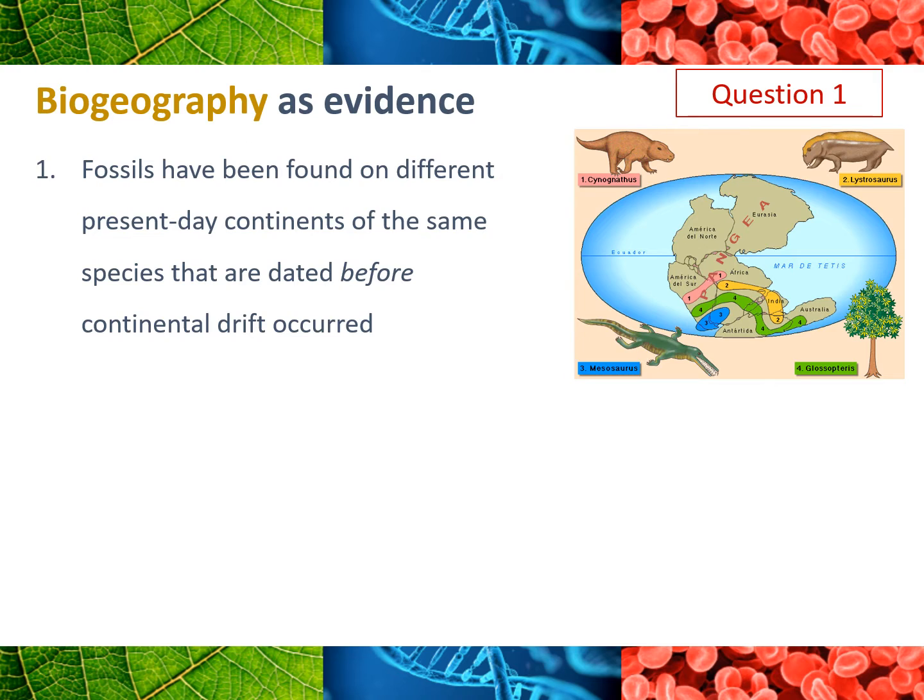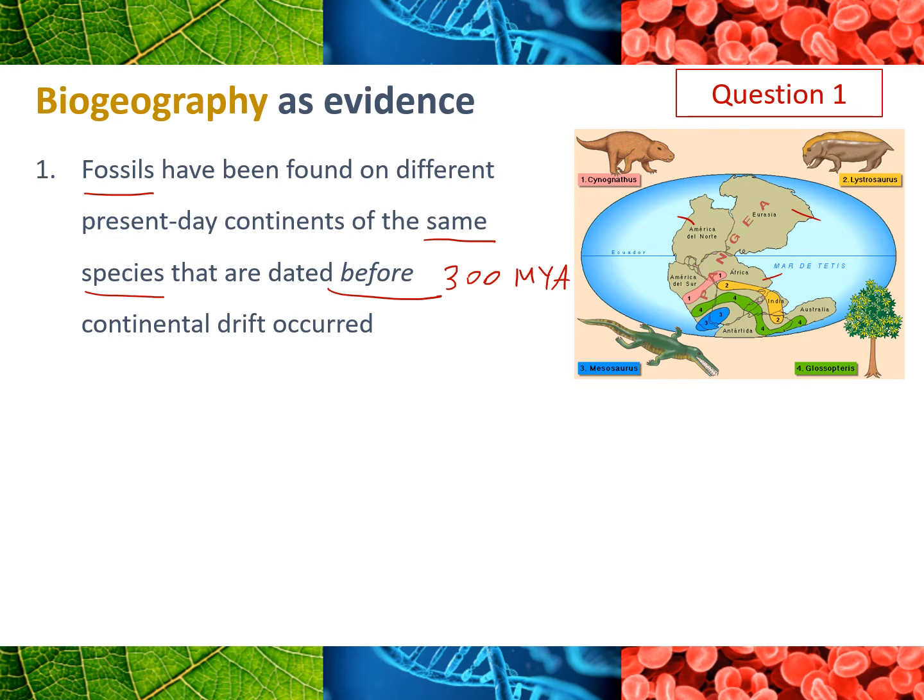The ways that this is used as evidence that evolution has occurred, there's kind of two main ways it could be used. The first point is that fossils have been found on continents all over the world, so talking about current day continents, of the same species that were dated as being older than when continental drift occurred. So let's say we're going back 300 million years ago, and there are species, fossils that have been found in Africa as well as North America as well as in Asia. That would tell us that all of those things shared a land mass at some point.